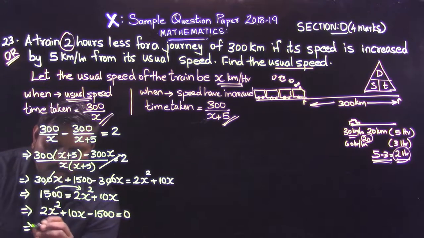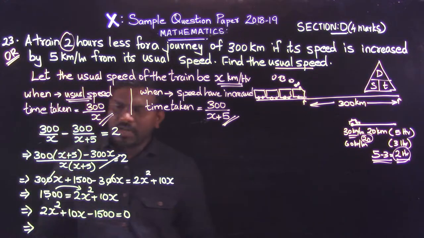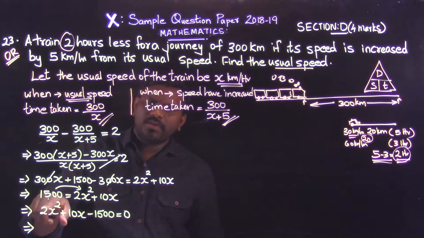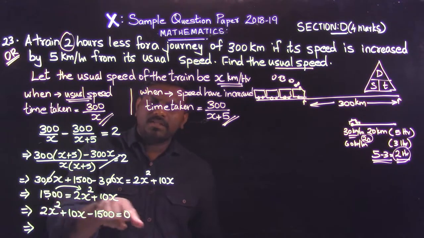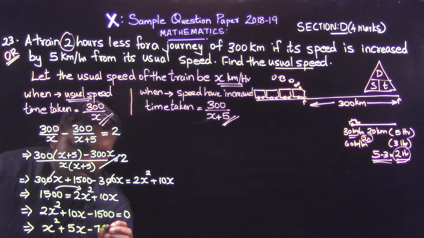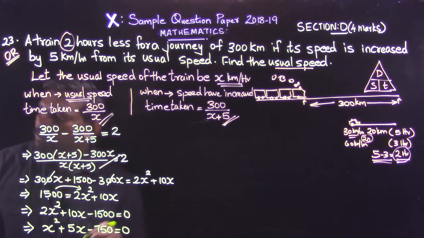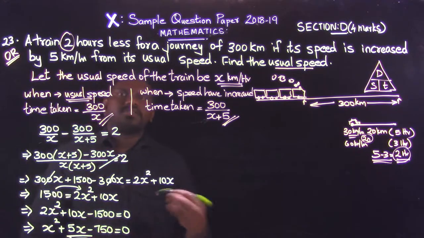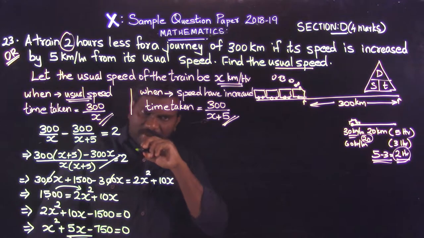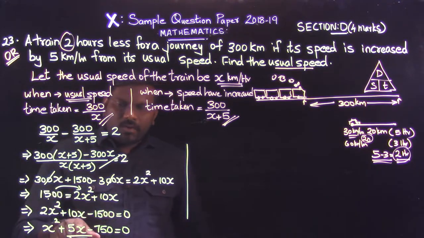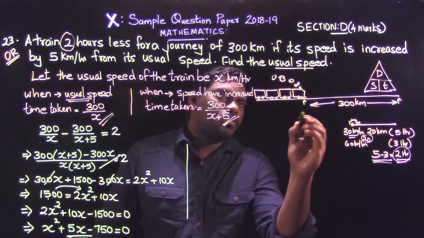And one more thing you can get is that whenever you get an equation like this and you have a term 2x square or 2 anything, you try to cancel these terms from all the terms here. I can cancel 2 from all the terms, and thus I will get x square plus 5x minus 750 is equal to 0. This is what I ultimately got, and where I now need to start to simplify it to get the value of x. Clear?